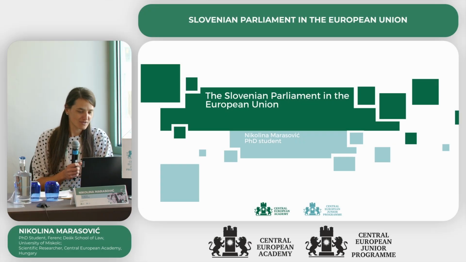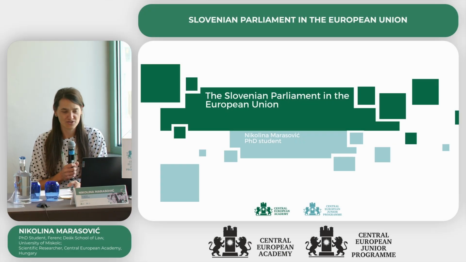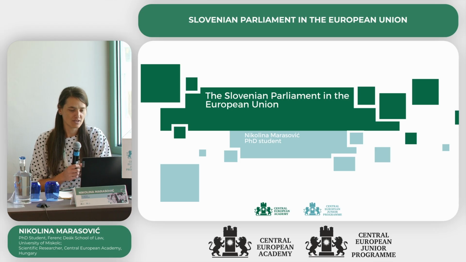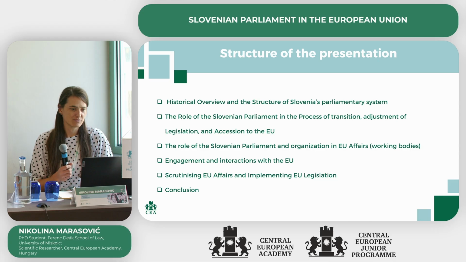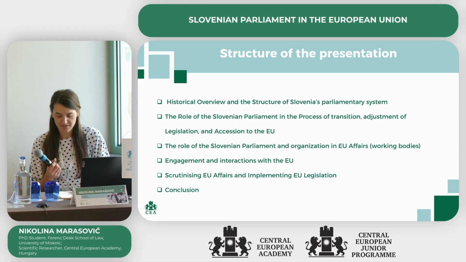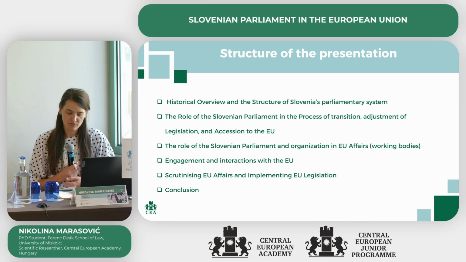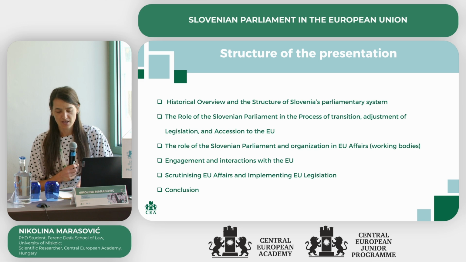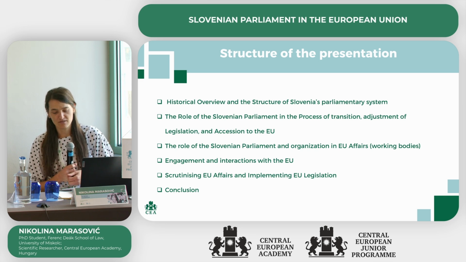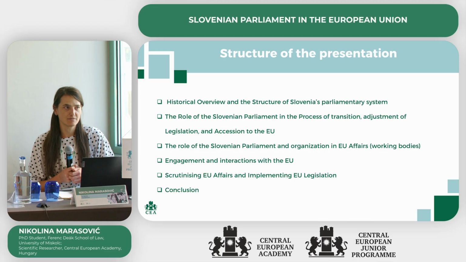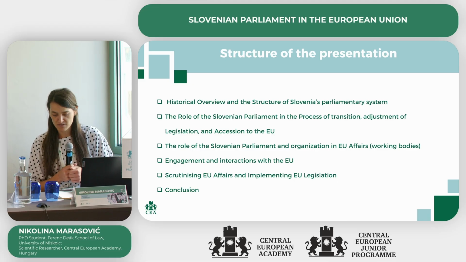I will try to go with the historical overview of the structure of the Slovenian parliamentary system. When we are talking about Slovenia, Slovenia was part of the ex-Yugoslavia, and since 1991 has had a parliamentary system that is composed of the National Assembly, the Državni Zbor, and the National Council, Državni Svet.